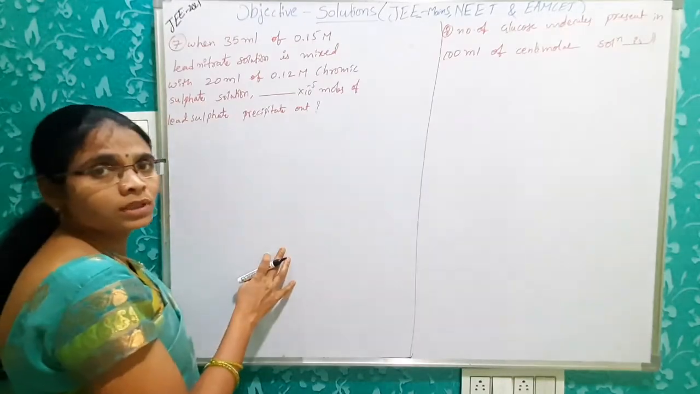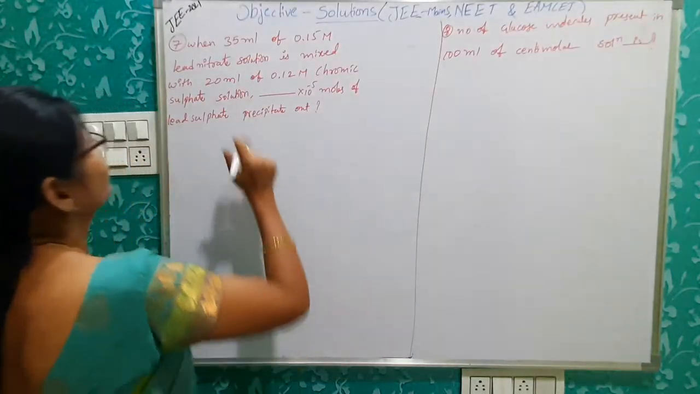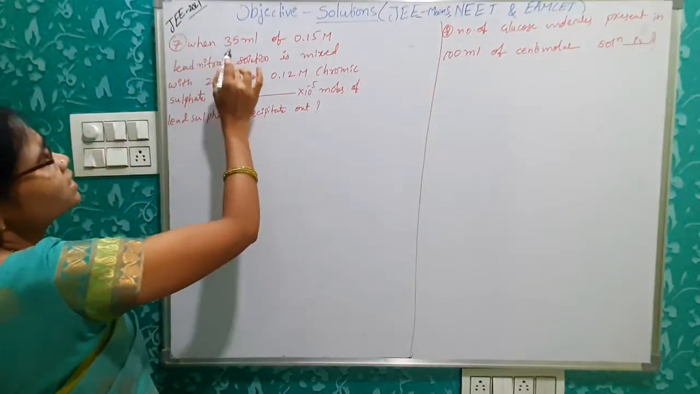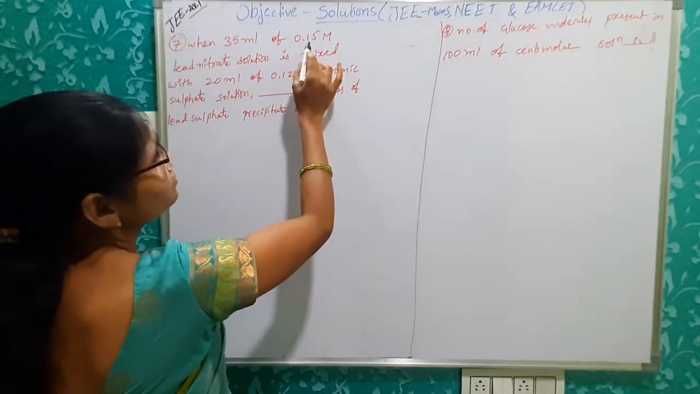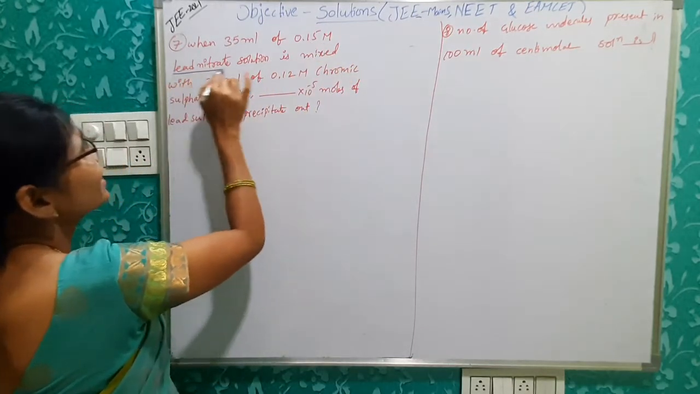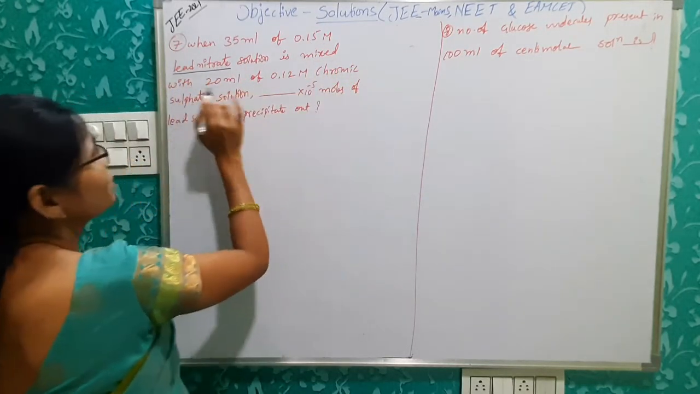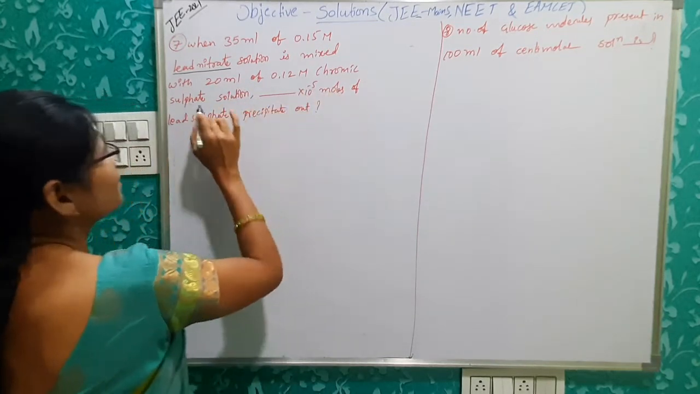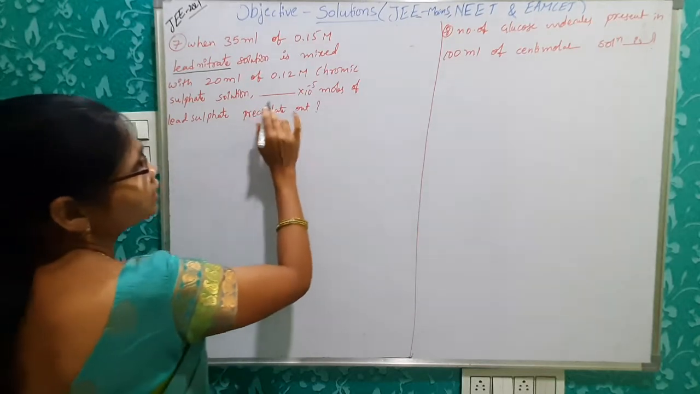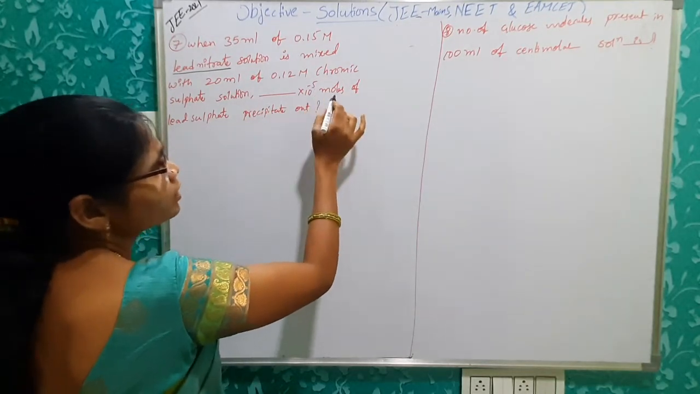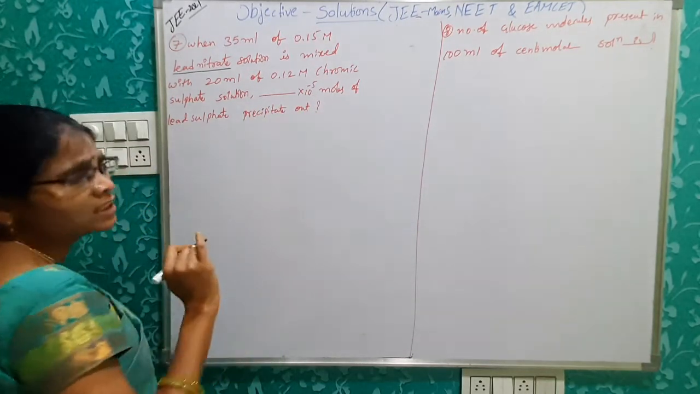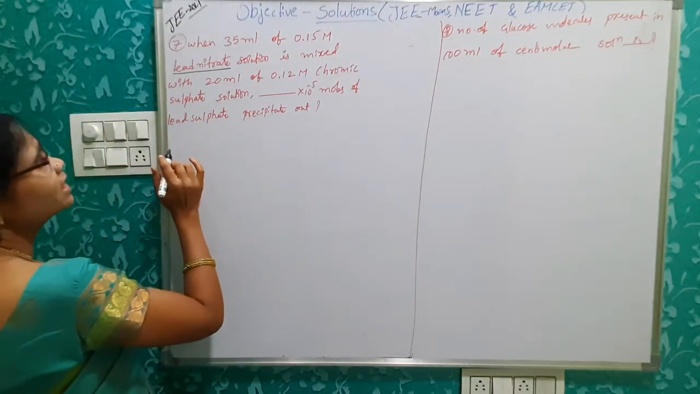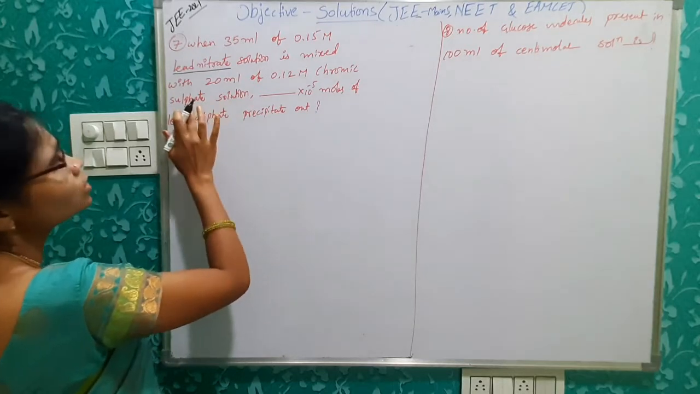Clear everyone? Next 7th problem. This is previous bit 2021 mains. When 35 ml of 0.15 M lead nitrate solution is mixed with 20 ml of 0.12 M chromic sulfate solution, dash 10 power minus 5 moles of lead sulfate is precipitated out. Okay, so what he has given, lead nitrate reacts with chromic sulfate.